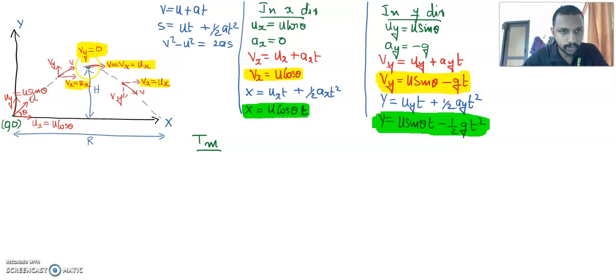This is h, therefore at this point the x coordinate will be half of r, that is r by 2, and the corresponding y coordinate will be h. This point is the r by 2, h point. In a similar manner, the y value of this particular point is 0 and the x value is r, therefore it is the r comma 0 point. Okay, we are defining 3 points.